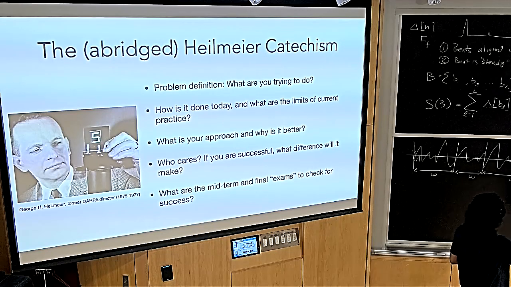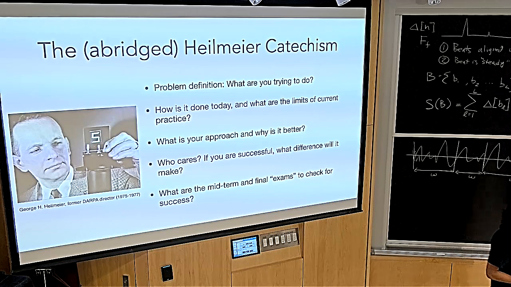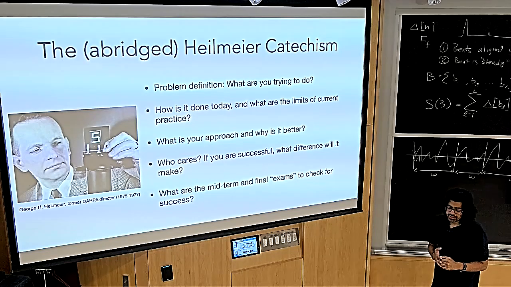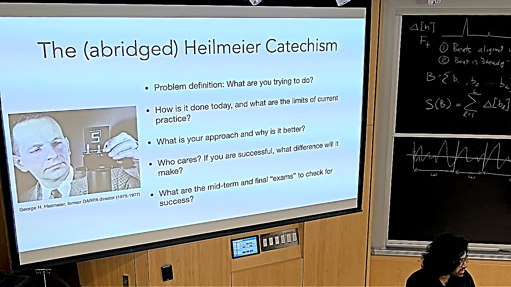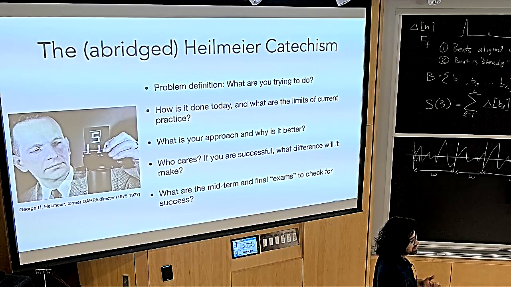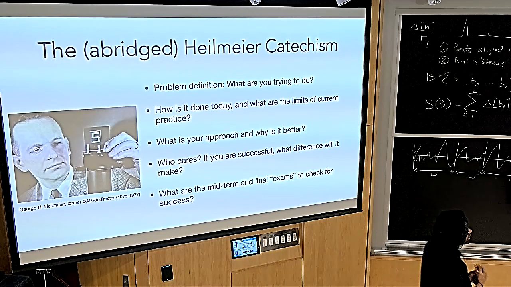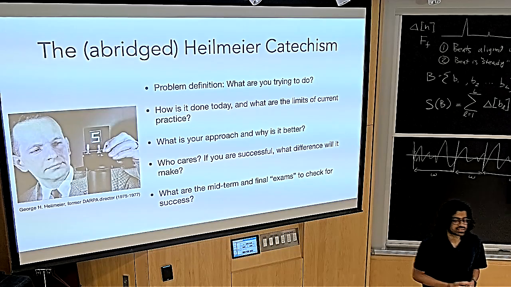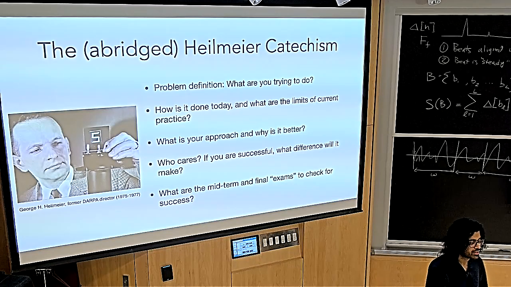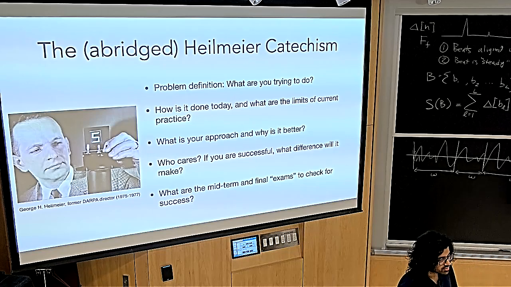And then the final point is, what are the midterm and final exams to check for success? If you define a project and you think that it'll take you 8 months until a deadline, or it'll take you a year, how do you actually evaluate progress? How do you look at what you have to define? What are the intermediate results that you're looking for, and what are the final results that you will be looking for when you can say that this project has been successfully achieved?